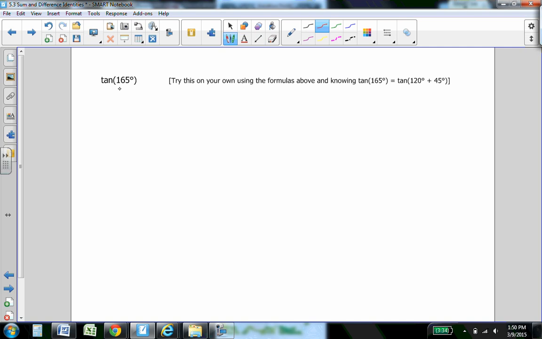Simplify by yourself. I will put the answer down here in just a moment, so you may want to pause. But you're evaluating the tangent of 165. And here's your hint. Try this on your own, using the formulas above and knowing that 165 is 120 plus 45. Now, there are more ways that we could do this, but this may be one of the simpler ways. We're just looking for angles that we already know on our unit circle and how we can add or subtract them to get an angle measure that we're not familiar with. Okay, go ahead and pause it, work on it yourself, and I will write down the answer.